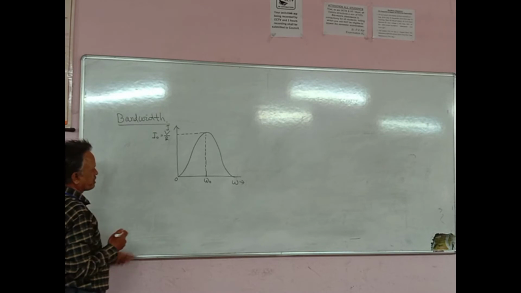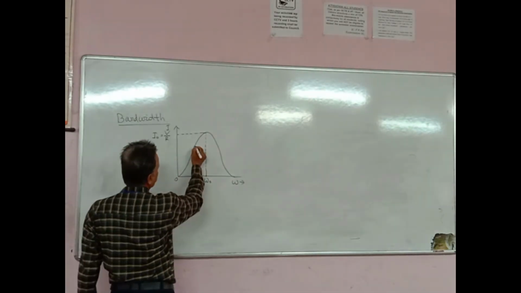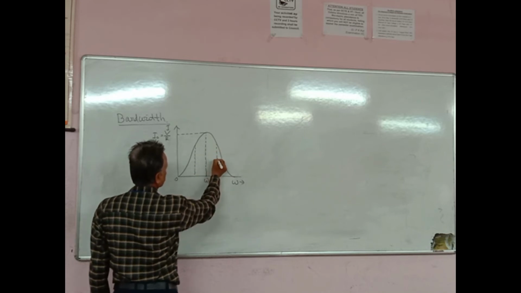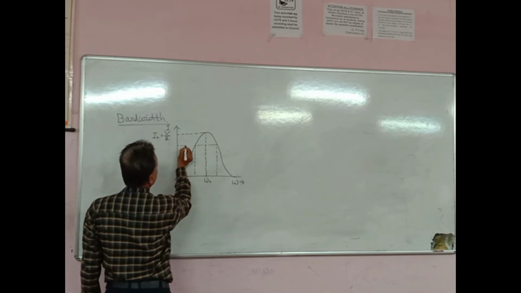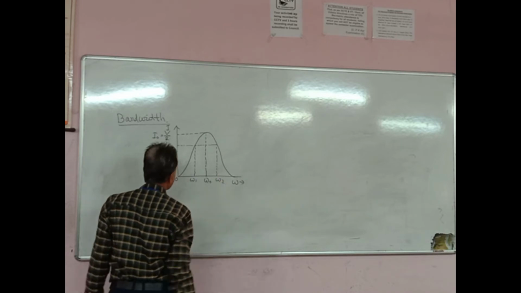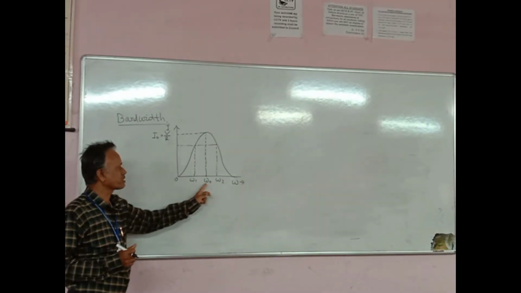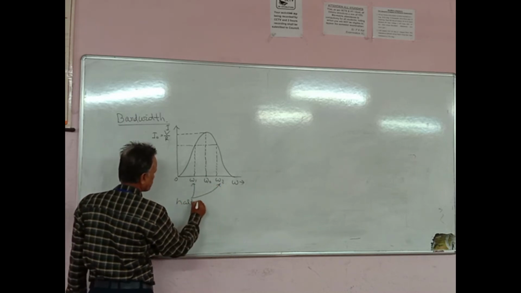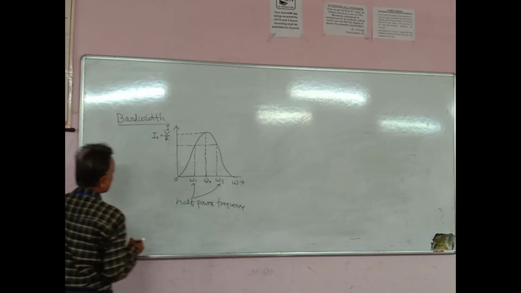Then what is the bandwidth? The bandwidth is defined as the range of frequency. Suppose a certain range of frequencies are there at both sides of this resonance frequency, where the power is half that at resonance. Suppose these are the two points, omega 1 and omega 2. These are the two points where the power is half that at resonance. That is why these two frequencies are called the half power frequencies.